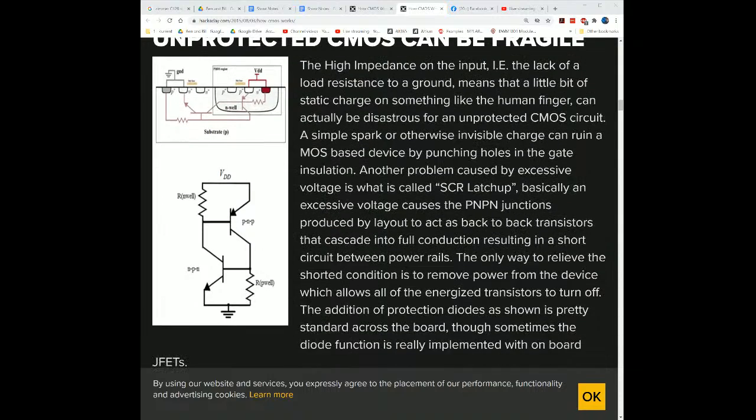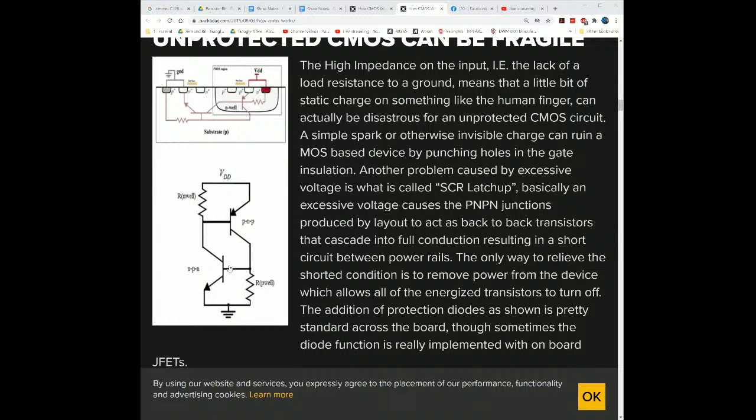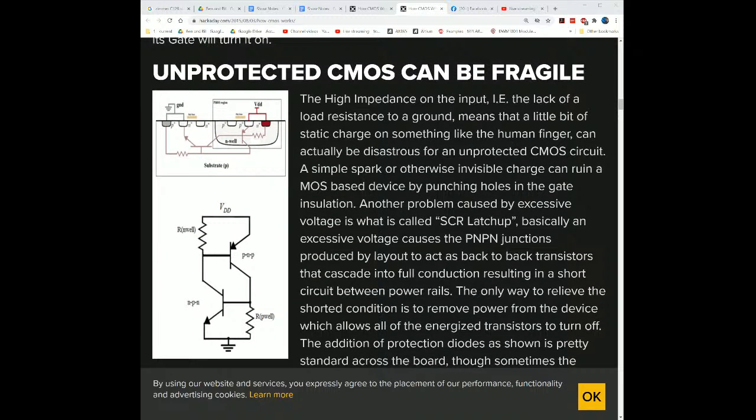here's the SCR effect. We don't see this much, but in the old days, there's two transistors back to back that form a silicon controlled rectifier, and they would kick on, and you would have to power off the part to undo the SCR latch up, it was called.